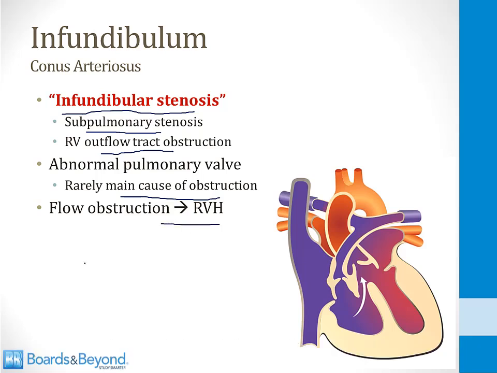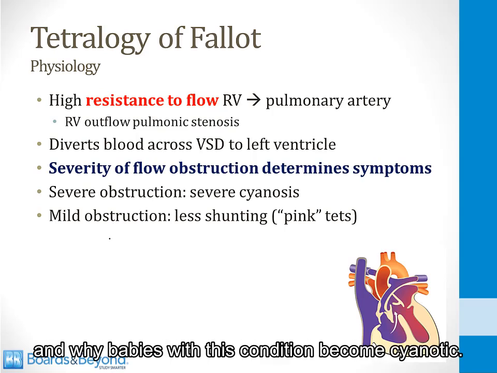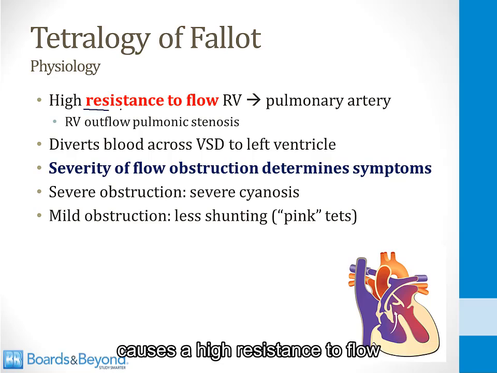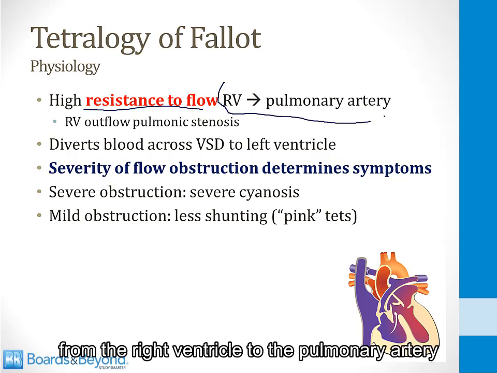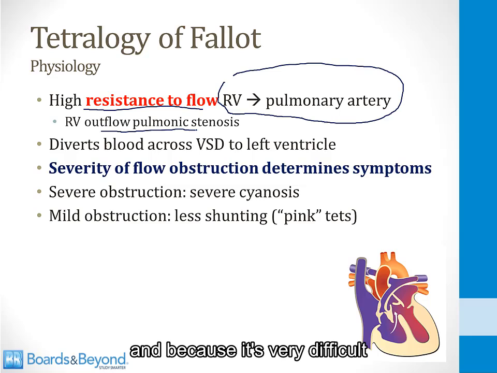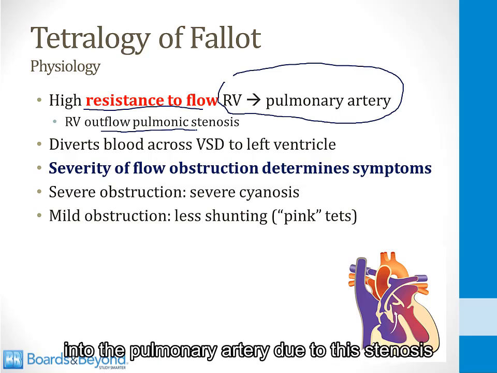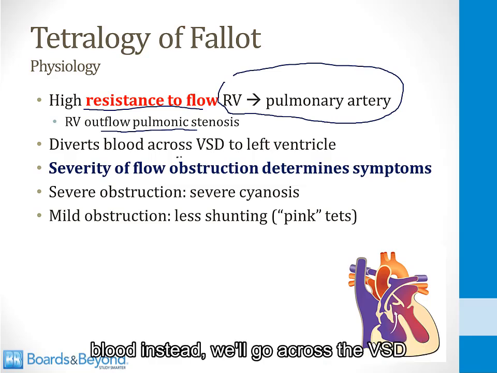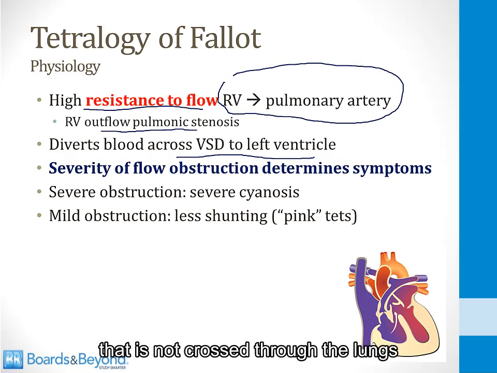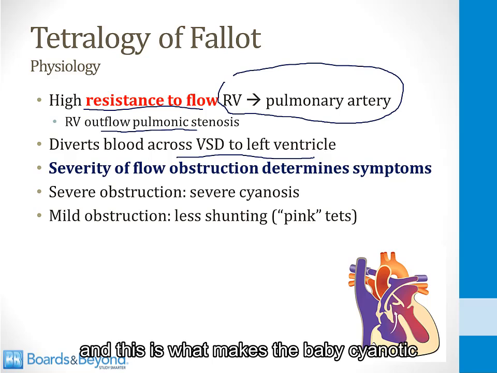the RVH. To understand the physiology of tetralogy of Fallot and why babies with this condition become cyanotic, you must appreciate that the infundibular stenosis causes a high resistance to flow from the right ventricle to the pulmonary artery. This is called RV outflow pulmonic stenosis. And because it's very difficult for blood to go from the right ventricle into the pulmonary artery due to this stenosis, blood instead will go across the VSD to the left ventricle. This means that deoxygenated blood that is not crossed through the lungs will be going through the systemic circulation, and this is what makes the baby cyanotic.